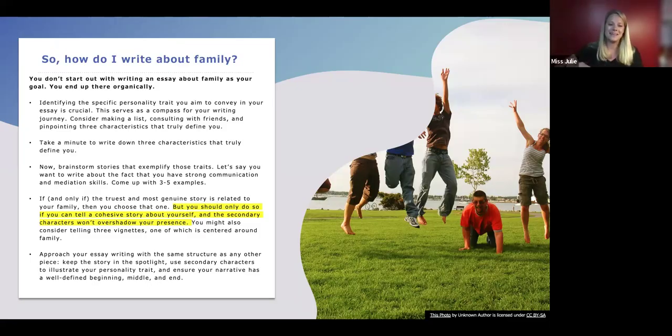That's also a possibility. So you want to approach your essay writing with the same structure as any other piece, right? Keep the story in the spotlight, keep you in the spotlight. Use secondary characters, which could be family members, grandparents, close friends, to illustrate your personality trait, and then ensure that your narrative has a well-defined beginning, middle, and end. Ultimately, it's still a story, even though it's a true, genuine story about you. So keep you in the focus, and those other characters in your story, though important to you, keep them as secondary characters as well.